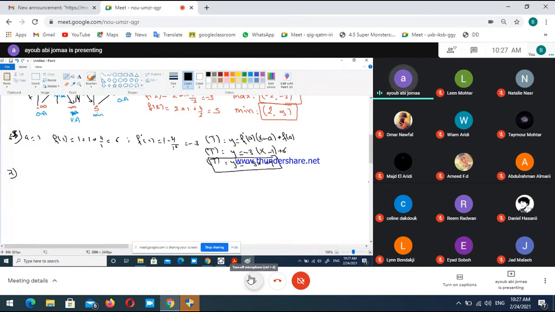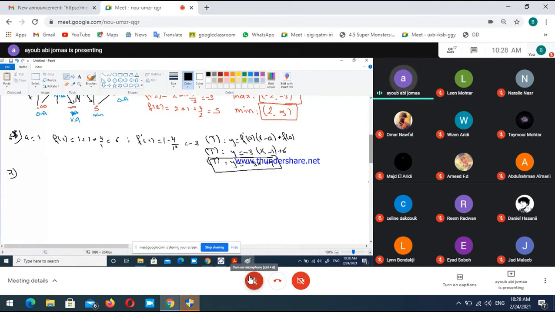The rule is x minus a. What is a? It is the abscissa of the point. Not the x, it is the abscissa of the point a. f of a, how do you get it? What is a? 1. Of course. The point of abscissa a.